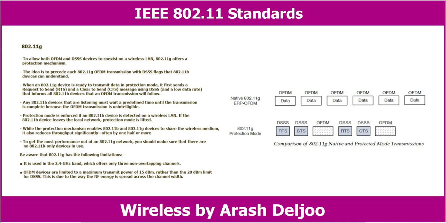Be aware that 802.11g has the following limitations. It is used in the 2.4 GHz band, which offers only 3 non-overlapping channels: 1, 6, and 11. OFDM devices are limited to a maximum transmit power of 15 dBm rather than the 20 dBm with DSSS. This is due to the way the RF energy is spread across the channel widths.